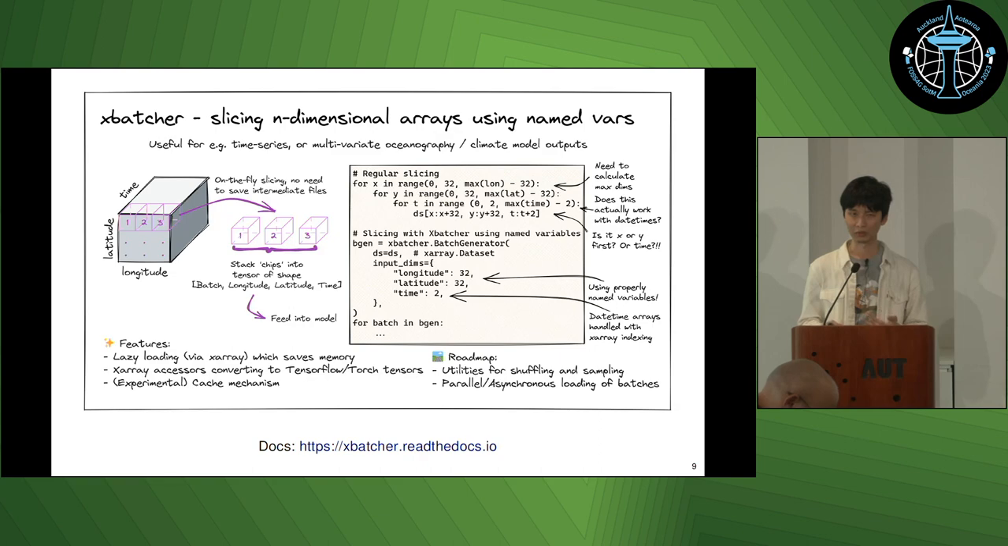So we'd like to maybe get some feedback on how that would work for your use cases. And on the roadmap, we also have ideas for implementing shuffling, sampling, parallel async loading, that sort of thing. So that's xbatcher.readthedocs.io. That's where you would find out more. So that's on slicing multi-dimensional arrays.